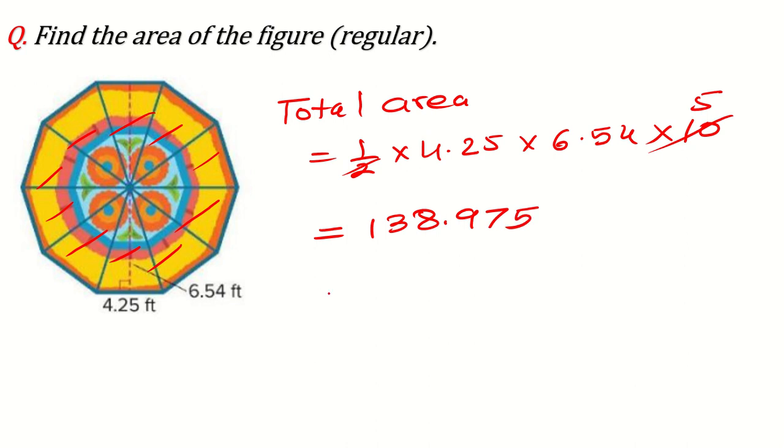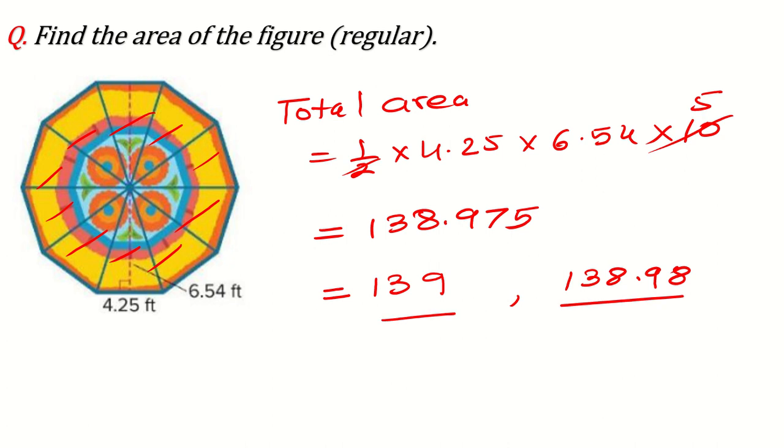So it is equal to 138.975. So if they are asking you to write up to the 10th decimal place only, you will write up to 139.0, or you can write it as 139 also, or if the 100th place, then you can write it as 138.98 also. Okay, both answers will be correct.